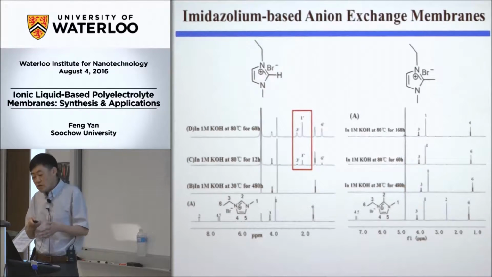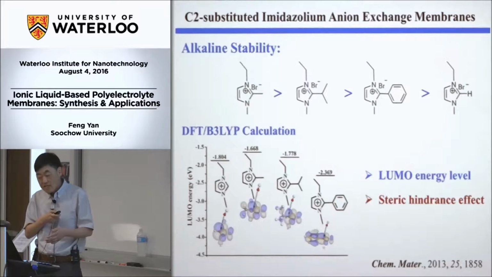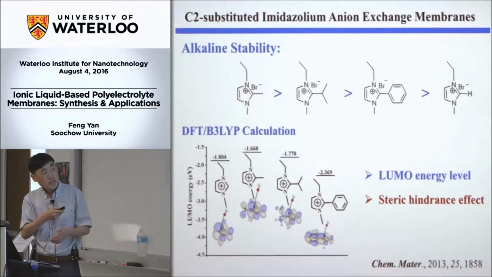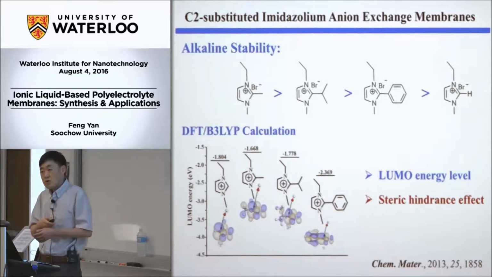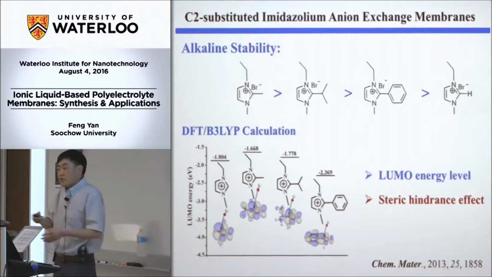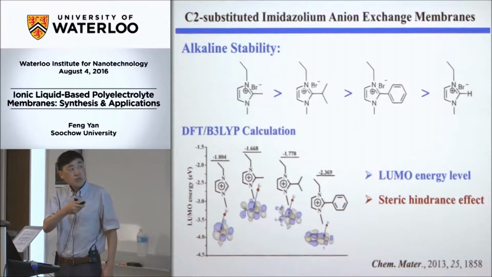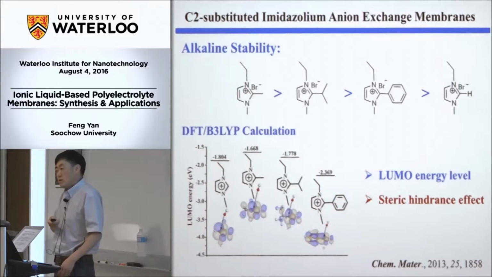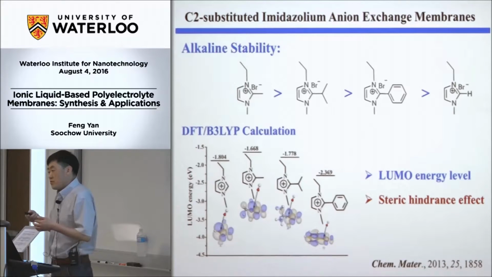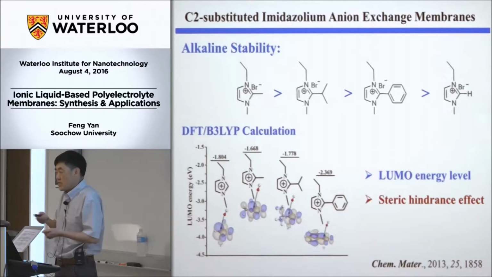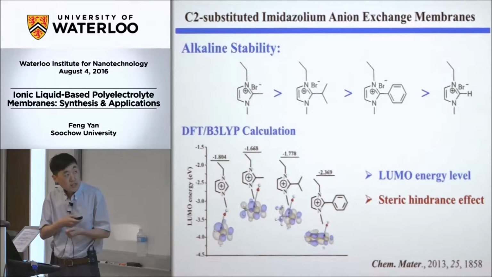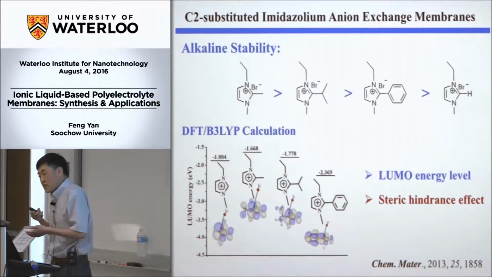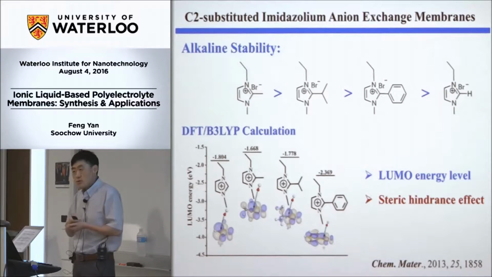Therefore, using the NMR, you can find out the alkaline stability of these cations, and the sequence is: this is the most stable, and this is unprotected, it's unstable. But until here, we still don't know why this one is so stable and this one is not so stable. Therefore, we cooperated with professors who worked on theoretical calculations, and finally we found that the LUMO energy level affected the alkaline stability of this kind of cations.